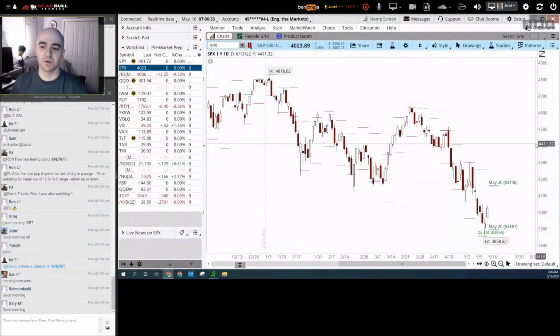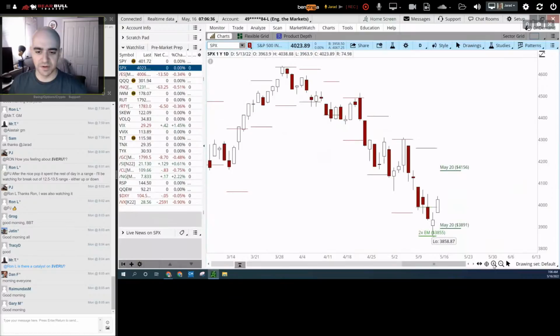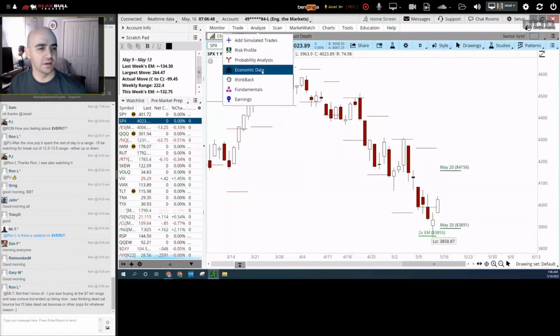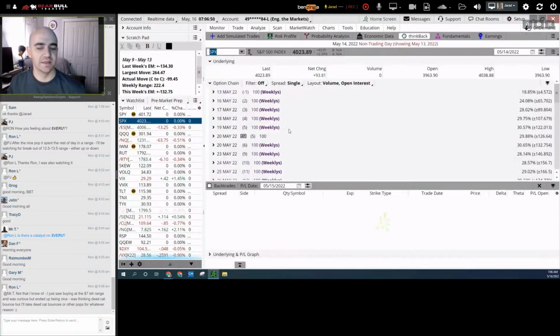So first and foremost, as we often do, I want to talk about the expected move both from last week and for the week ahead. For those unfamiliar, for the expected move we're often looking at the Friday close of the SPX. In this case, I'm using the ThinkBack tool in this platform to make sure that my data is loaded from the Friday close or on the weekend session. So these are non-trading days showing, and therefore the data is static.